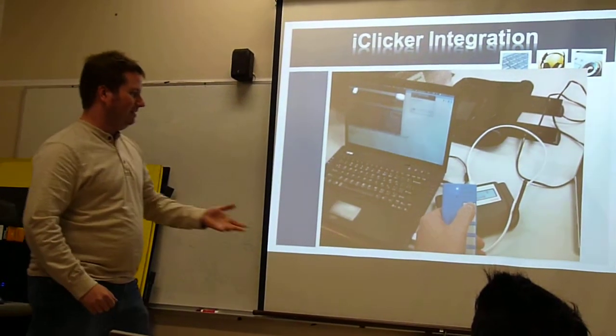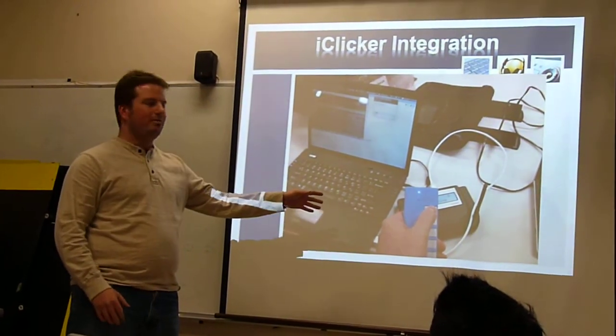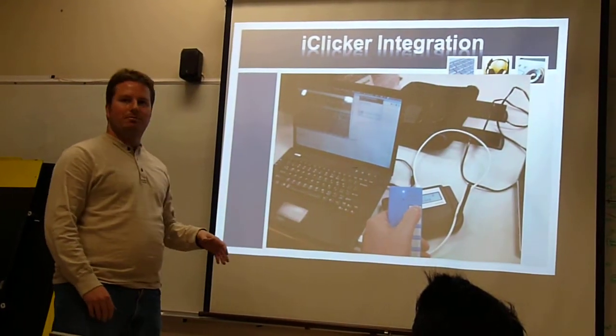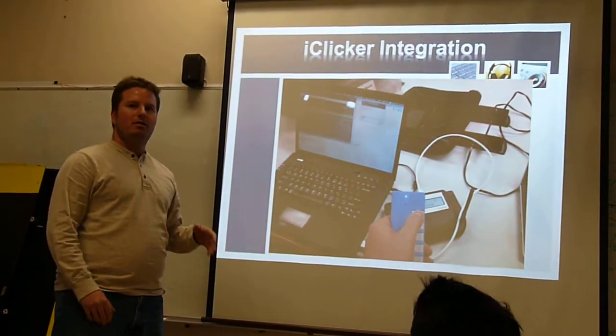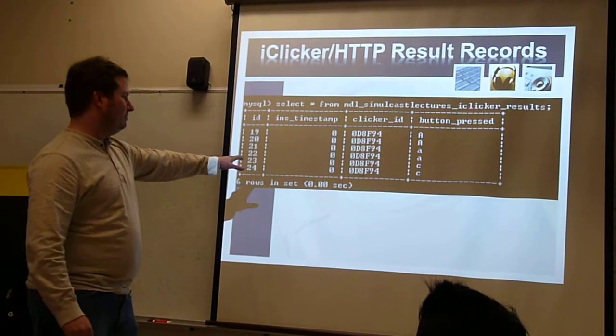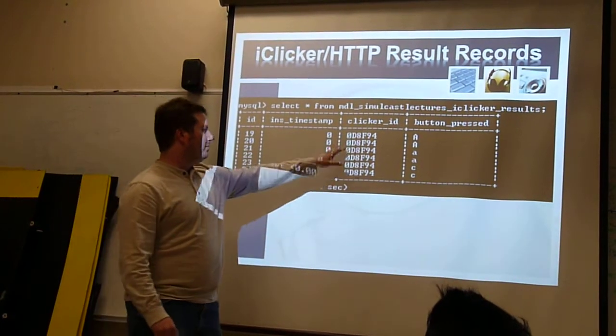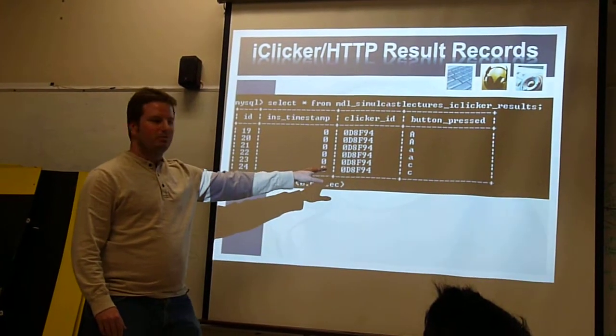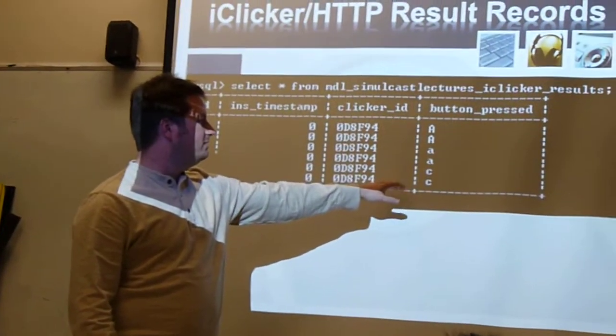So, this was us basically getting it to work. Unfortunately, I don't have access to the actual machine, so I couldn't demo it, but it does successfully post, and we're able to have these systems talk now, which is cool. And this is the result set in the database, just showing clicker ID, which is a 32-bit hexadecimal number, and then the button which was pressed.